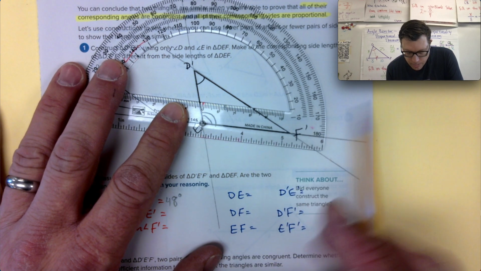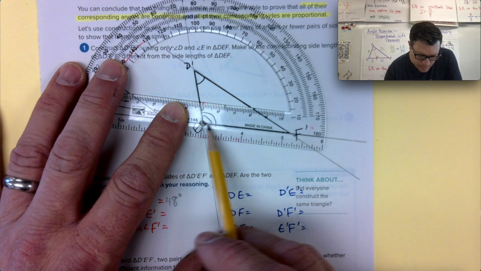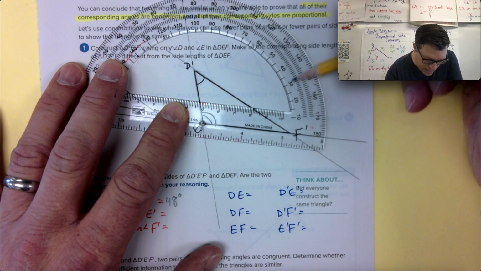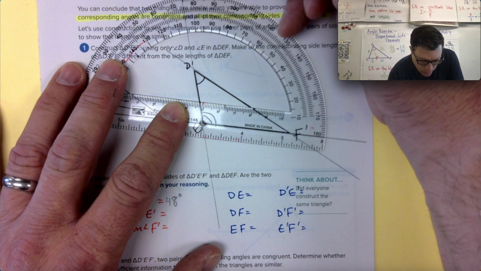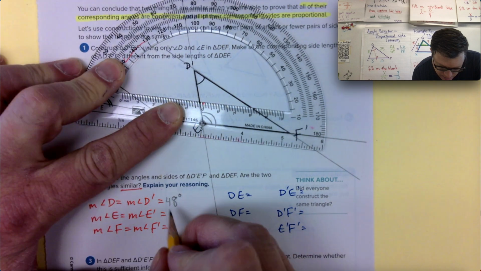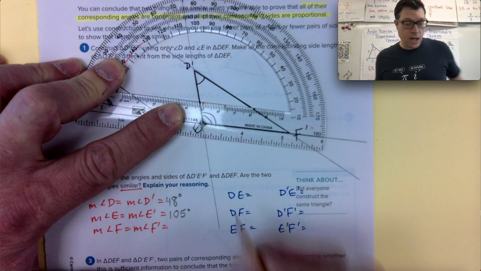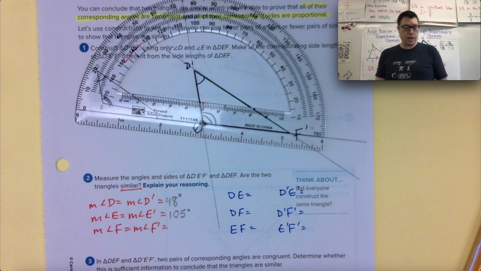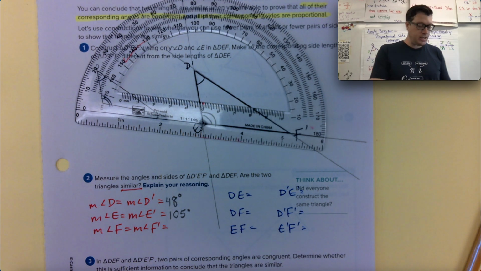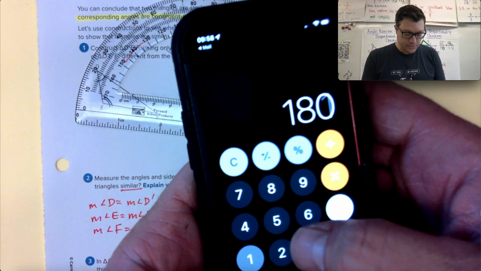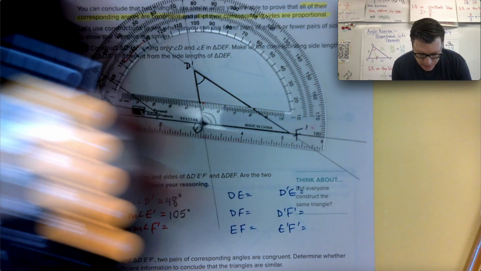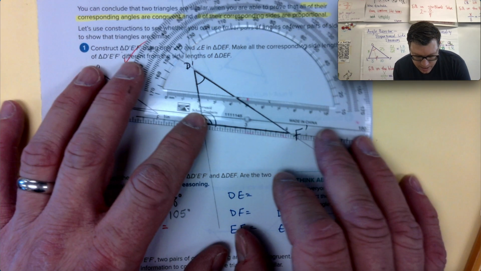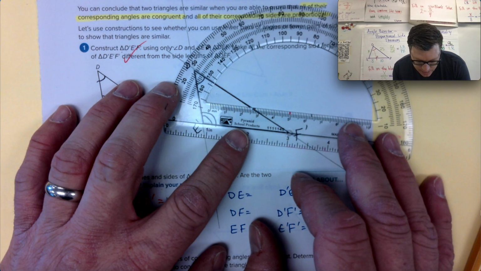Put the 0 of the protractor on one of your lines, and then count up 10, 20, 30, 40, 50, 60, 70, 80, 90, 100, 110, 100. It's like 105. 105 degrees. Now, with some math calculation, all of the angles in a triangle should add up to 180. So if I take the calculator out and I go 180 minus 105 minus 48, this last angle should be a 27-degree angle. So let's just check if angle F prime is, in fact, 27 degrees.